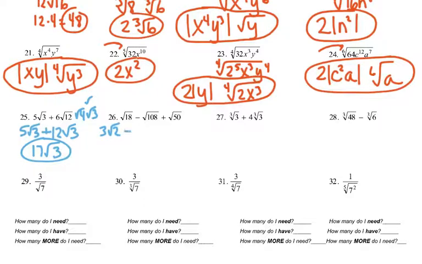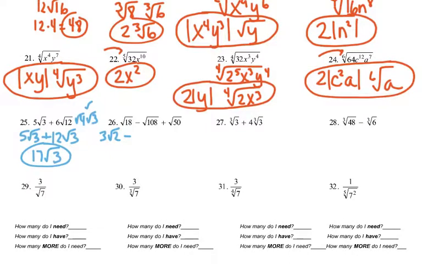3 root 2, 108. Isn't 108 like 36 and 3? So I believe that's 6 root 3. And then 5 root 2, of course. Those are the only like terms. 8 root 2 minus 6 root 3.